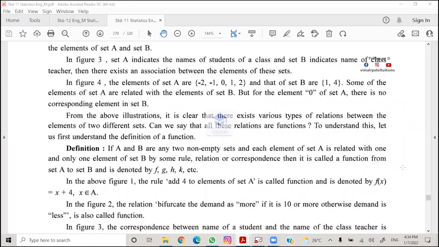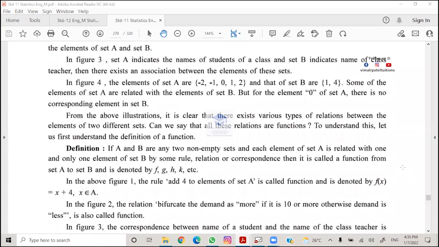Function. Now what is function? If A and B are two non-empty sets. Set theory you must have studied. Whatever, two non-empty sets.